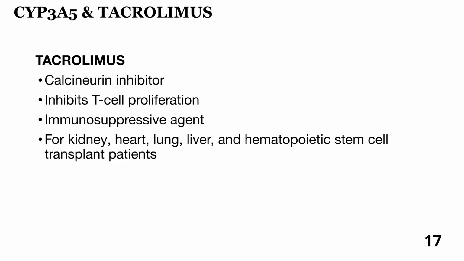Tacrolimus, a calcineurin inhibitor and immunosuppressive agent, inhibits T-cell proliferation. It is used for kidney, heart, lung, liver, and hematopoietic stem cell transplant patients.